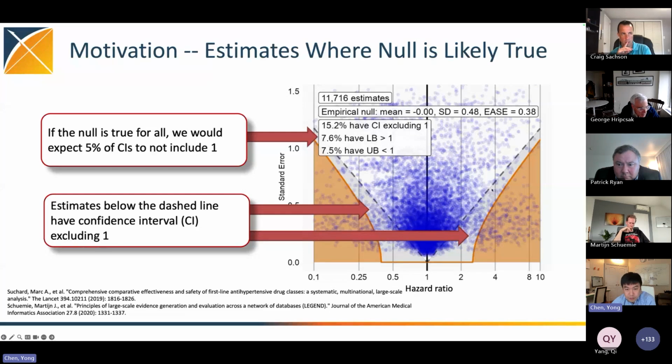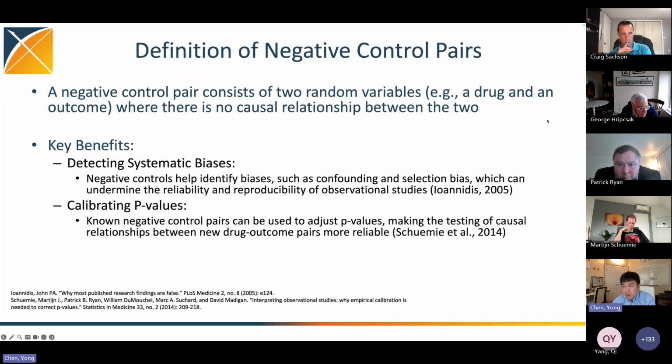So one way to deal with this inflated type 1 error is to use the concept of negative control. A negative control pair consists of two random variables, typically a drug and an outcome. When we talk about negative control, it's always under some context. The simplest case is an exposure-outcome combination.